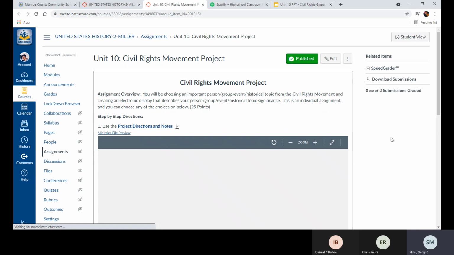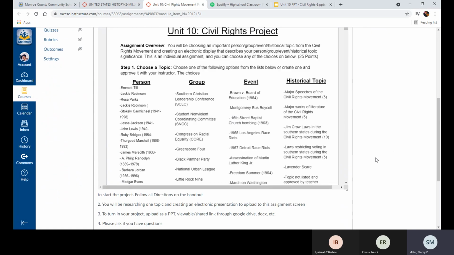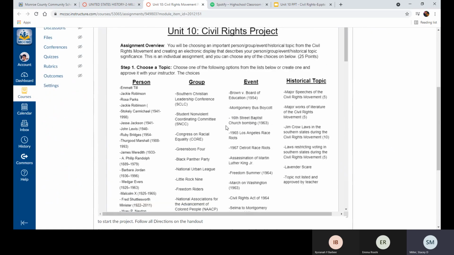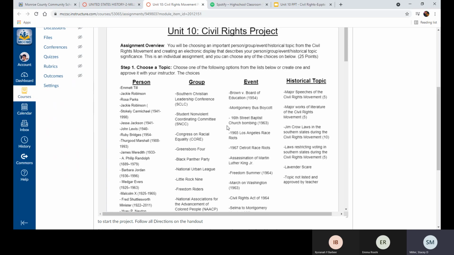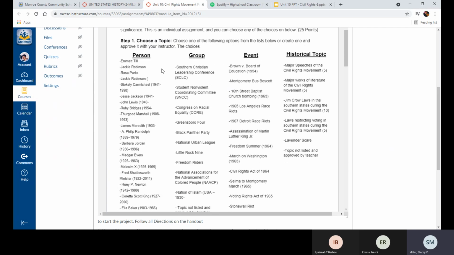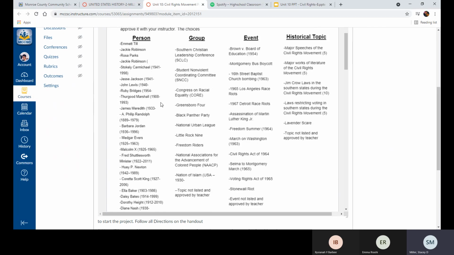The only thing you're going to want to do is make sure that you look through these project directions and notes. You have all these different topics to choose from. Today, if you didn't catch on, we're starting the civil rights movement, so we'll talk about some of these people and groups on this list today.